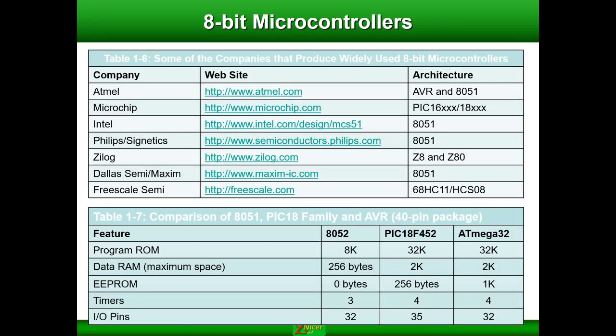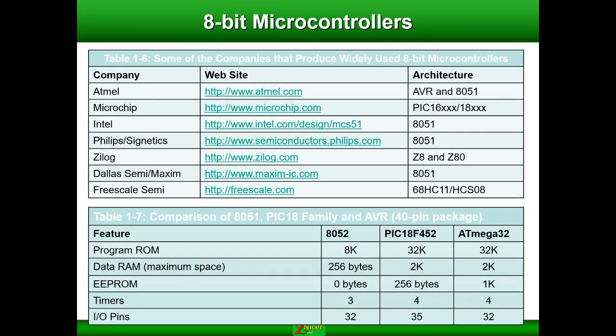So this is the comparison of 8051, PIC 18, and AVR family. They have programmable ROM on there. They have data RAMs, which is of maximum size. They have EPROMs, timers, and input-output pins on here. 8052 family, sorry, this has to be 8051, I think so. It has 8K ROM, which is programmable. Its data RAM is 256 bytes. Its EPROM is 0. Timers, there are 3 timers on it. And input output pins, it has 32 input output pins.